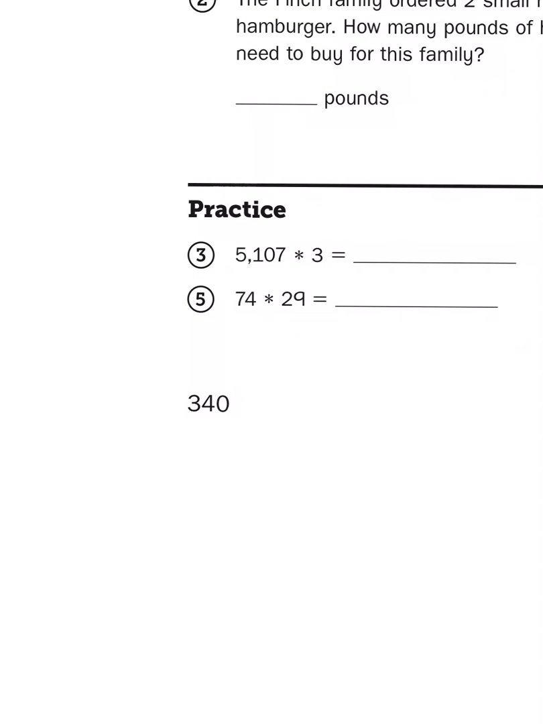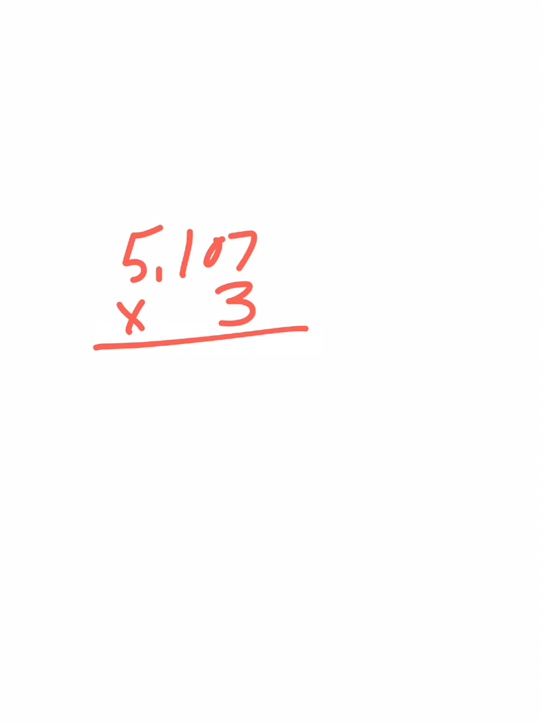5,107 times 3 is a large digit multiplication problem, and we can tackle that using one of 3 methods. I've utilized all 3 methods throughout the year. I could take 5,107 and multiply that by 3 by doing partial products, by taking each of the place values of my large digit, 5,107, and multiplying each of those times 3.